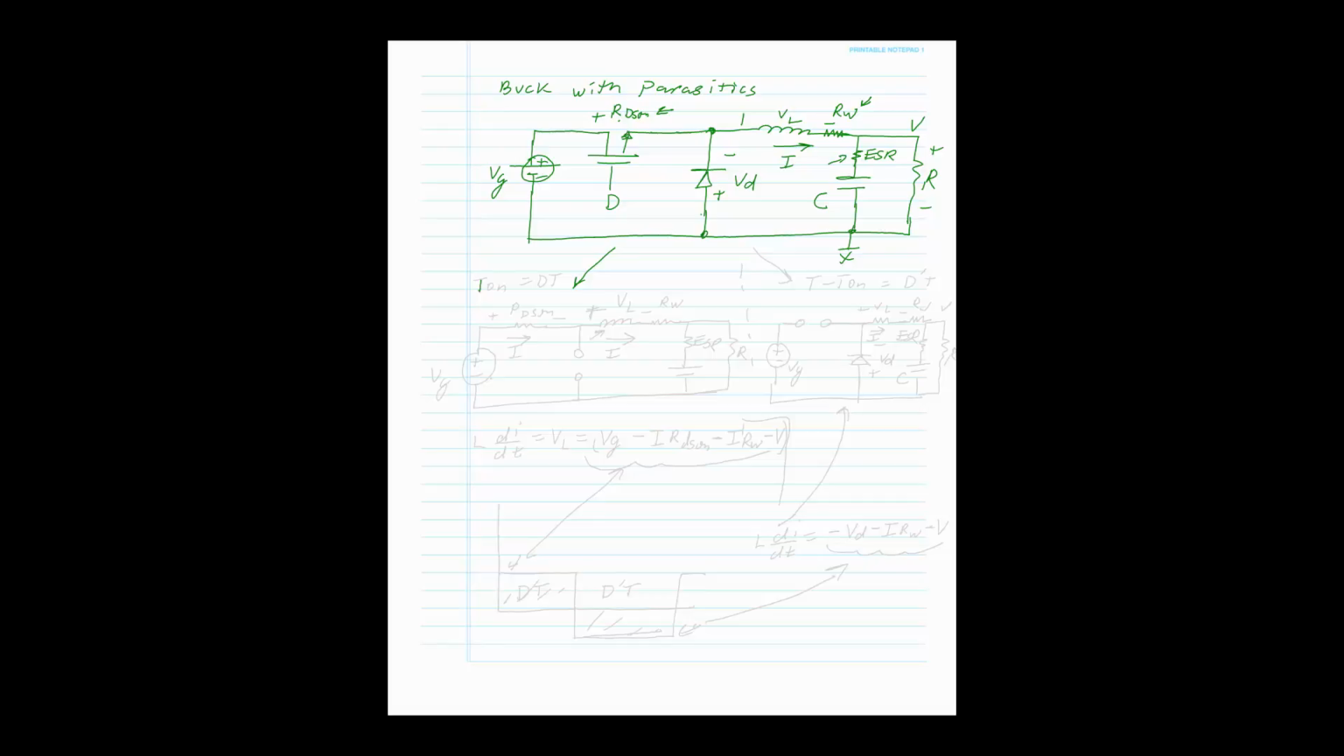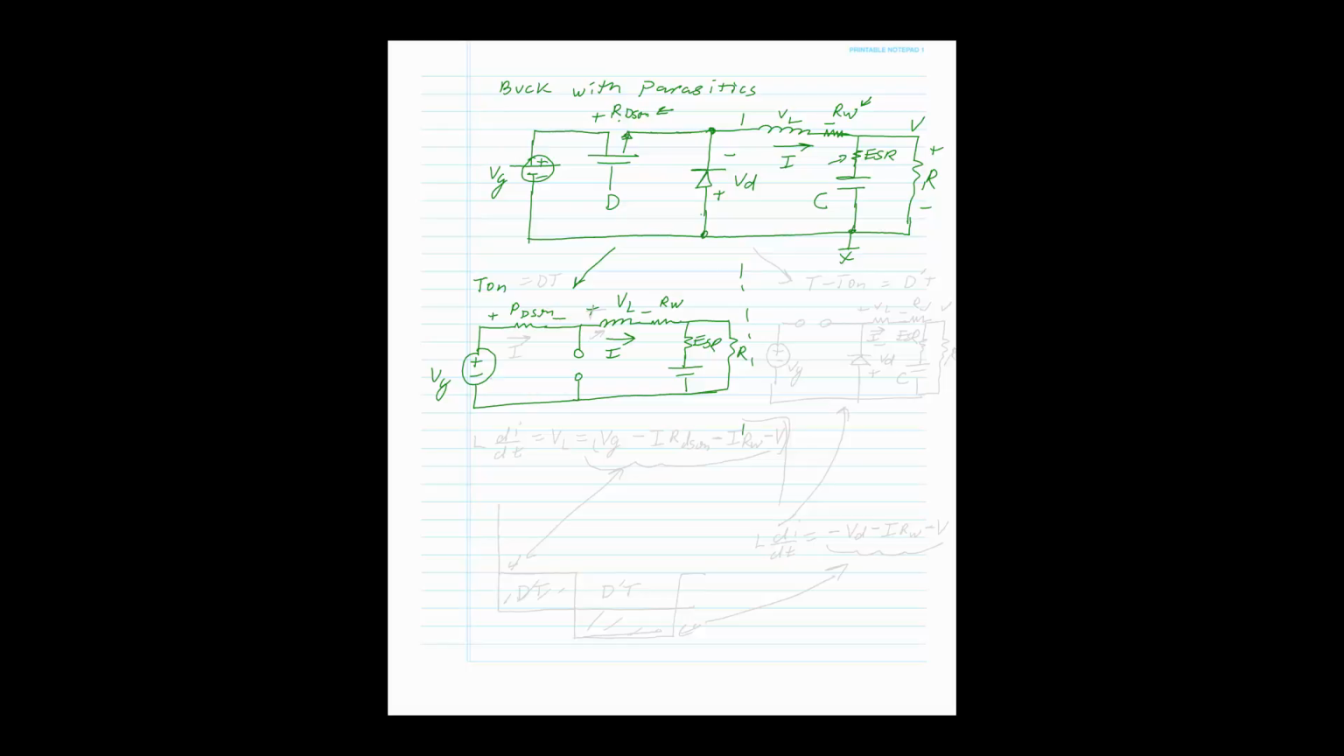Okay, so when the switch is on, we're going to have two circuits. This is going to be for T on, and what's going to happen is this is going to be replaced by a VG with a resistor of RDS on. Again, the current's going to flow. It's going to produce a plus minus. The diode is going to be open. Then we have an inductor, V sub L, whose current is I, and we have a winding resistor, RW, the capacitor, ESR, and we have a resistor load.